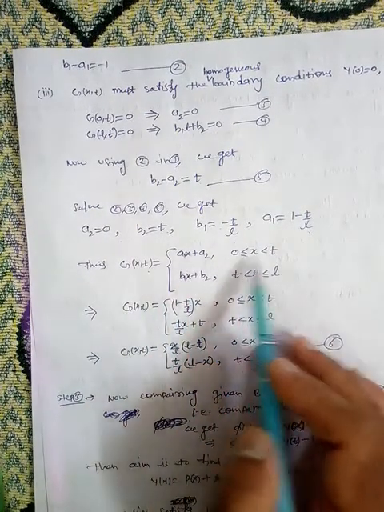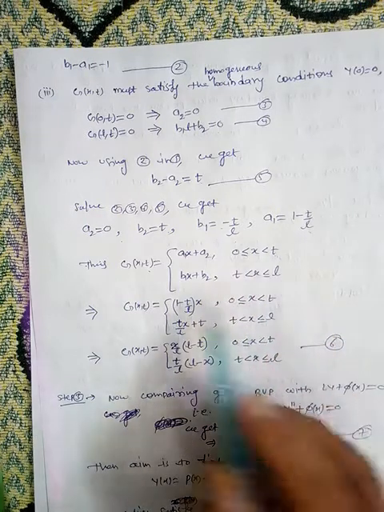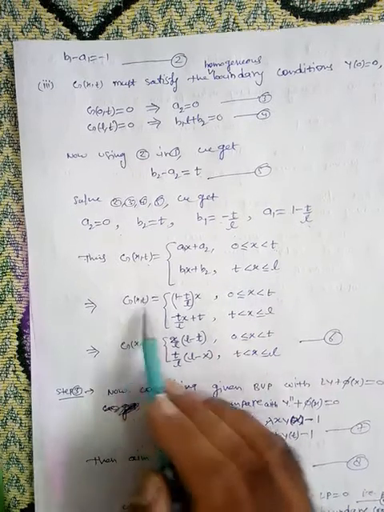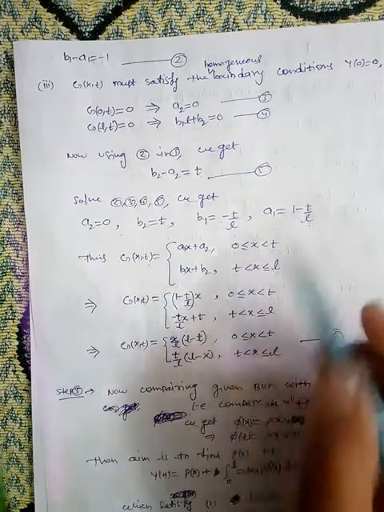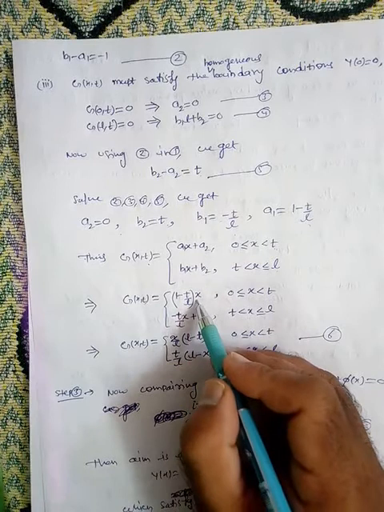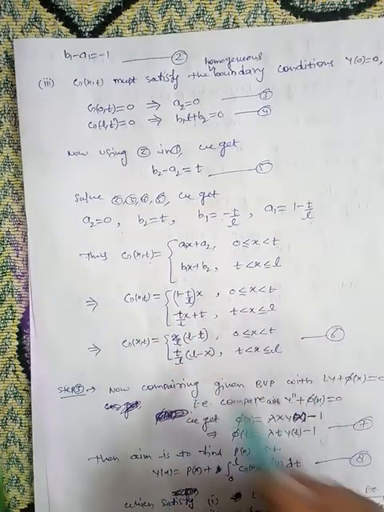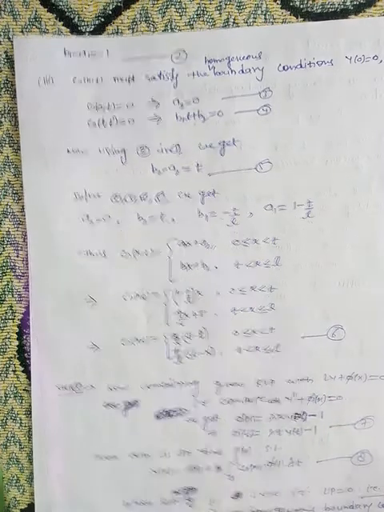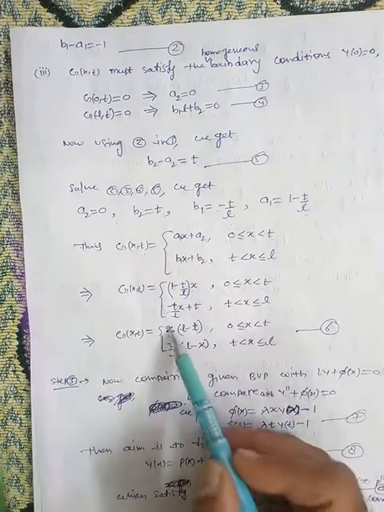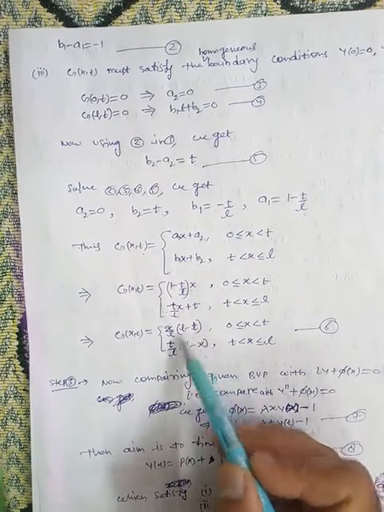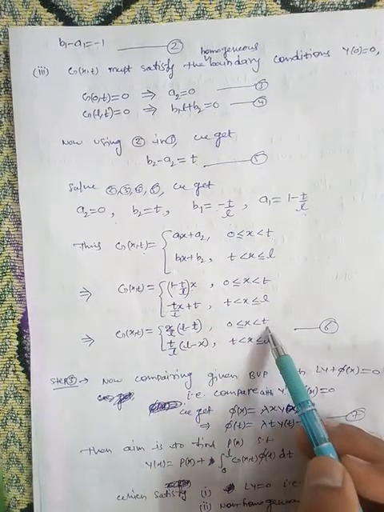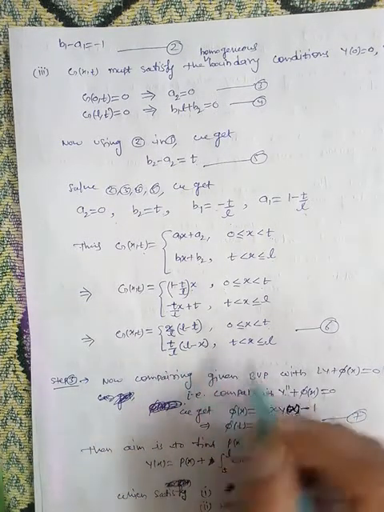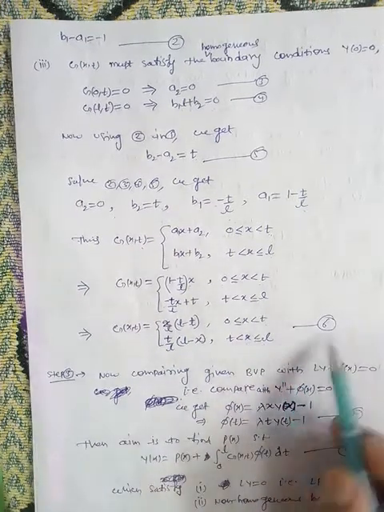a1x plus a2 when x varies from 0 to t, and b1x plus b2 when x varies from t to l. So g(x,t) will be, after substituting all these values, (1 minus t by l) x when x varies from 0 to t, and minus tx by l plus t when x varies from t to l. After simplification, g(x,t) is x by l times (l minus t) when x varies from 0 to t, and t by l times (l minus x) when x varies from t to l. This is equation number 6.